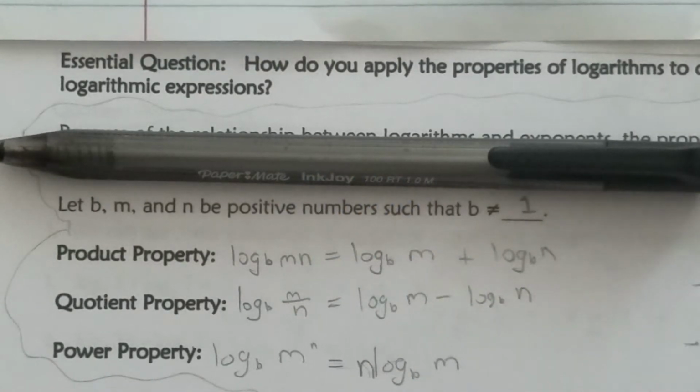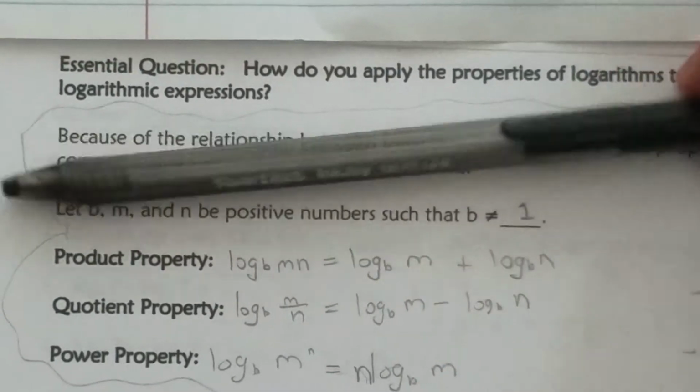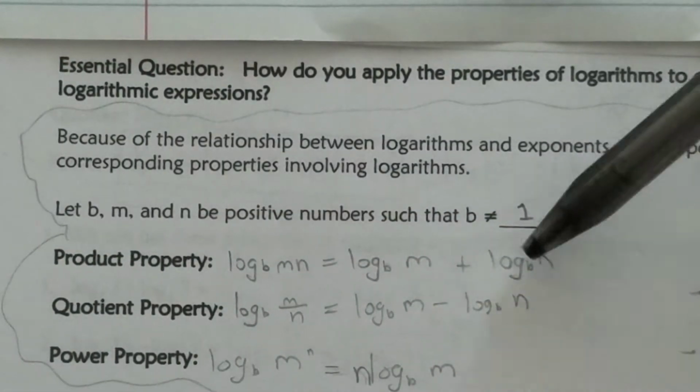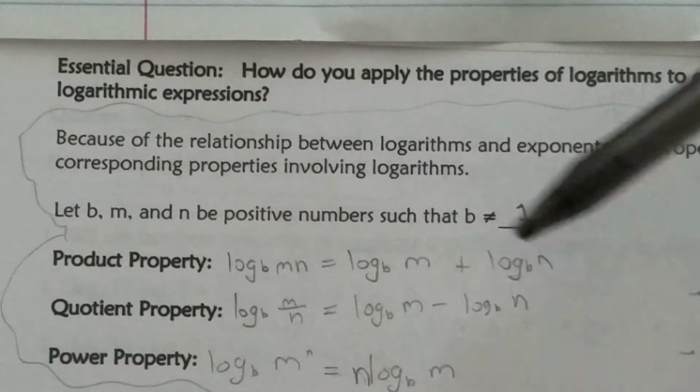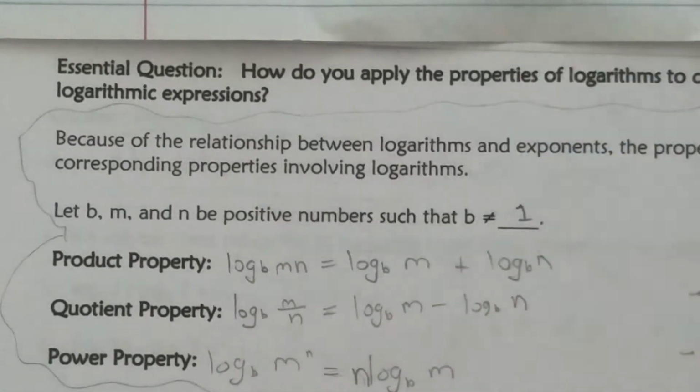So, product property means product. So log b of mn, the product property, will multiply your m and n. It equals log b of m plus log b of n. So you just add these two up. You look at the same base, mn, they're multiplied, boom, you add.